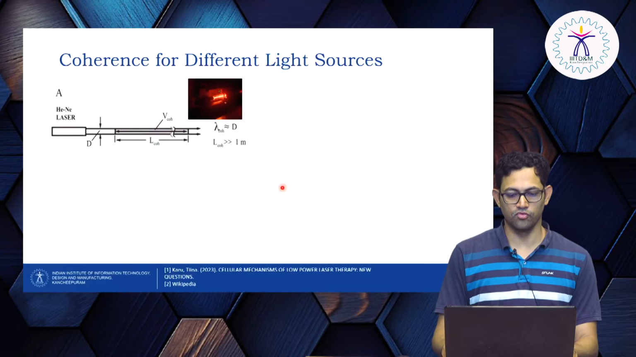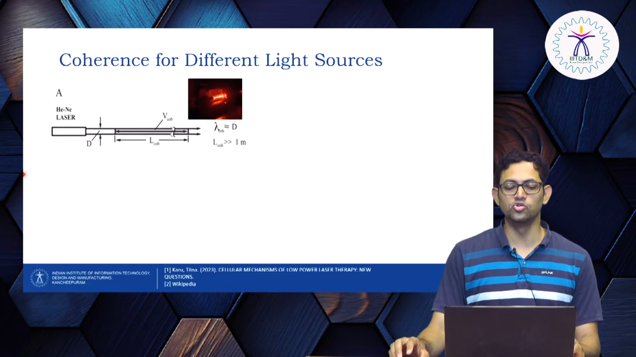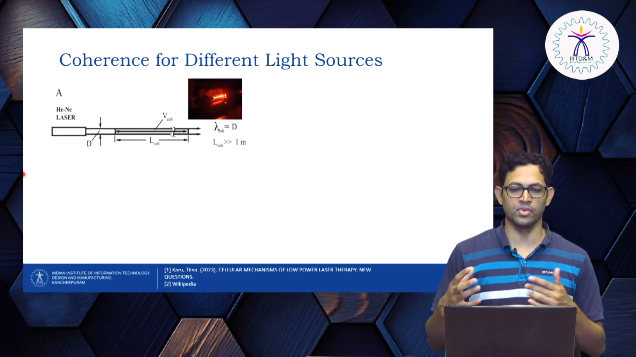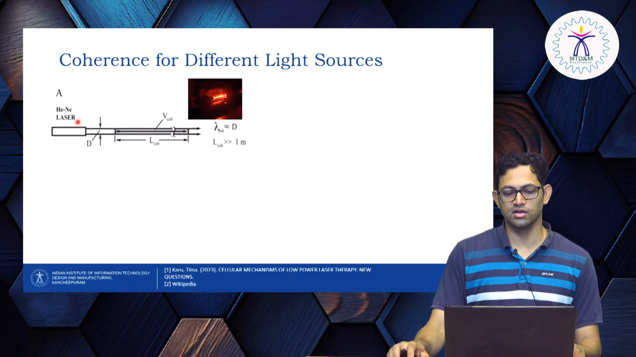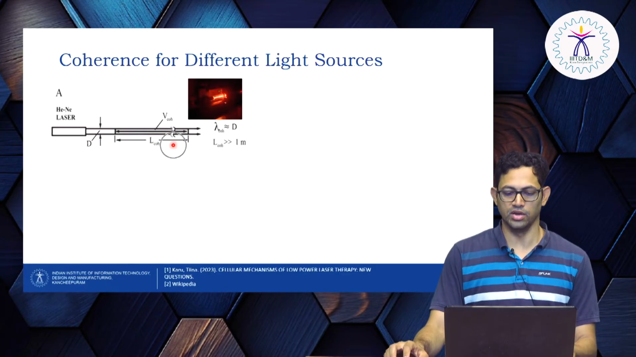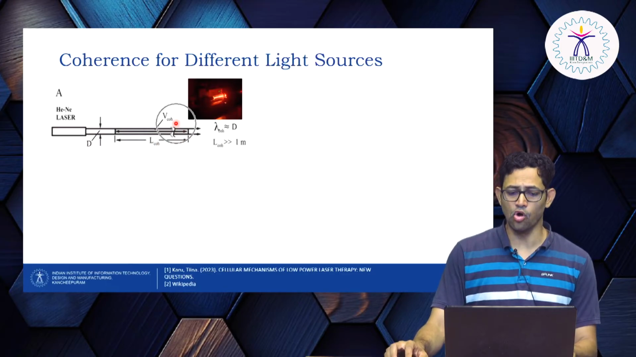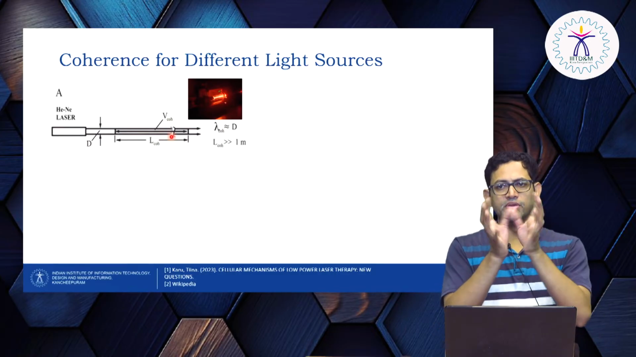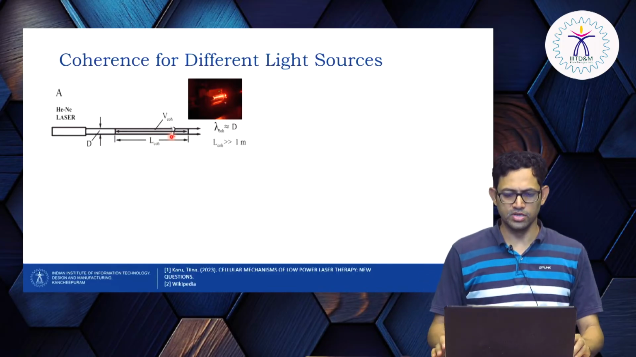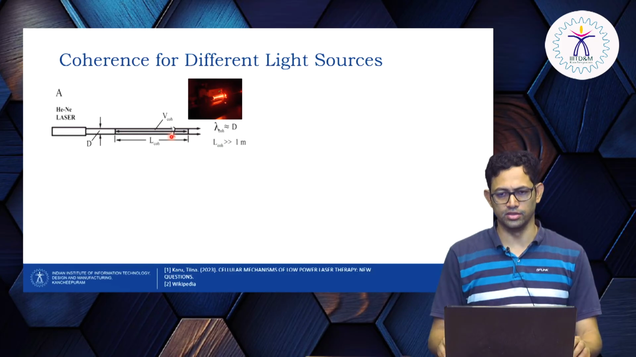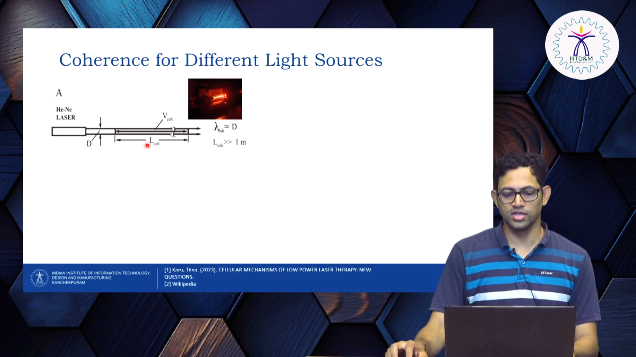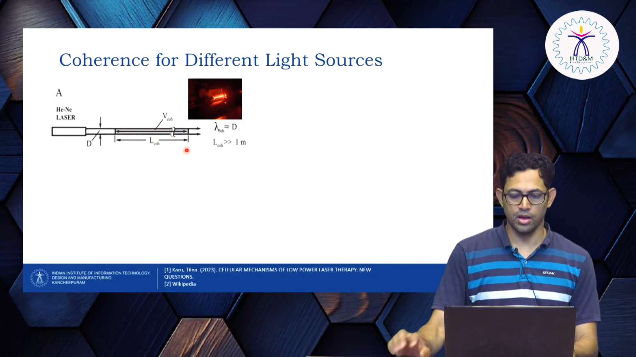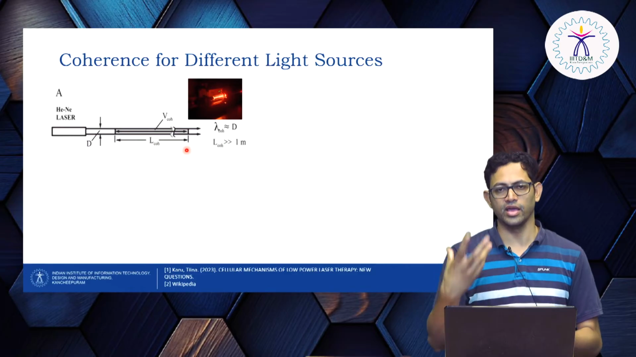Now we can visually understand what coherence time and coherence length are. You can see that this is for the helium neon laser in this image. It has a very long coherence length, and the volume of coherence is also significant. It's a volume, because it's not a point light source, it has a particular beam, and that beam is propagating. So the volume is pi r square times the length of the propagation. So it has a very long coherence length, and eventually it will also have a very high coherence time.